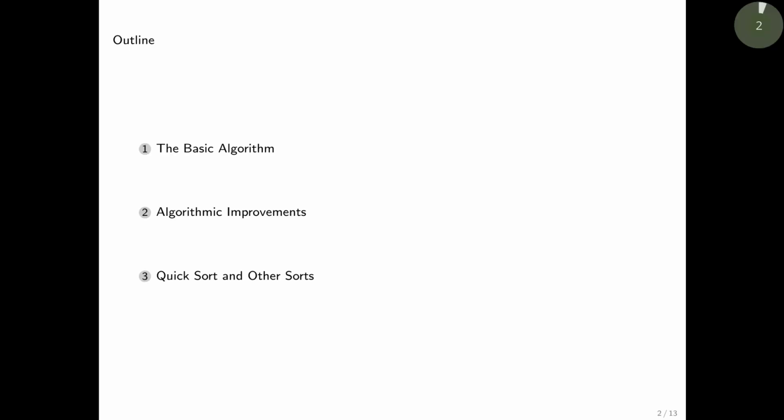Here's an outline for the lecture. We'll first talk about the basic Quicksort algorithm, and then we will consider some algorithmic improvements. And finally, we'll compare Quicksort with the other sorting algorithms that we have seen so far.